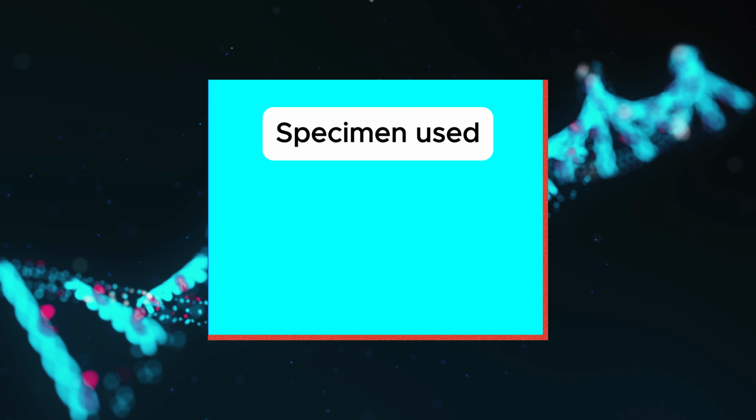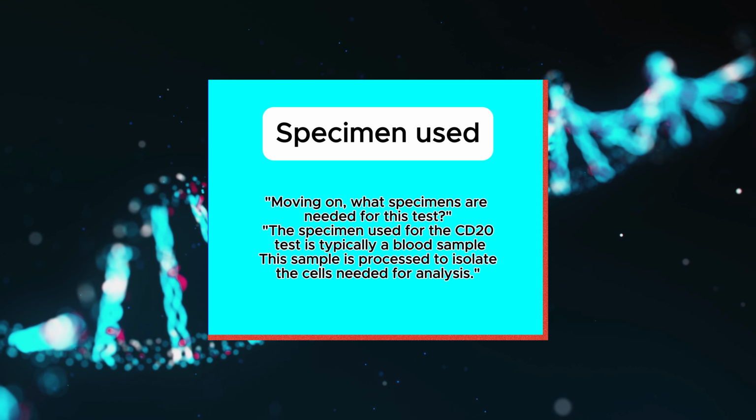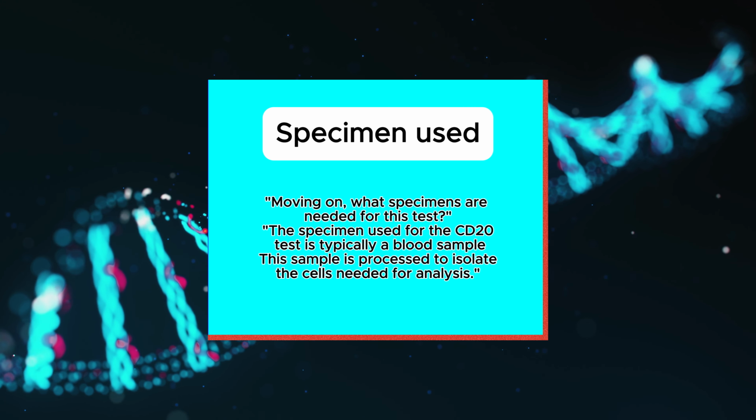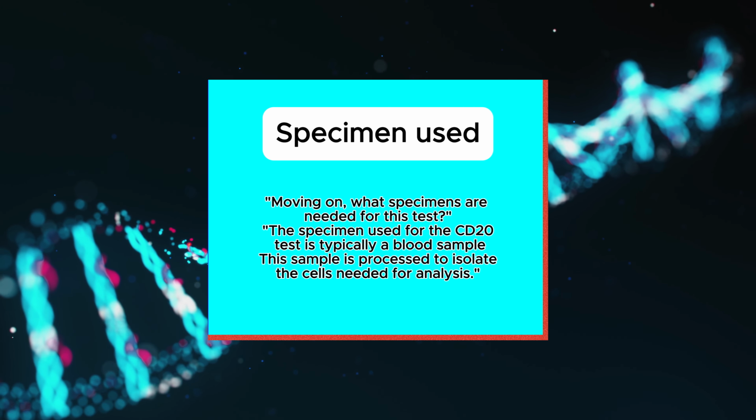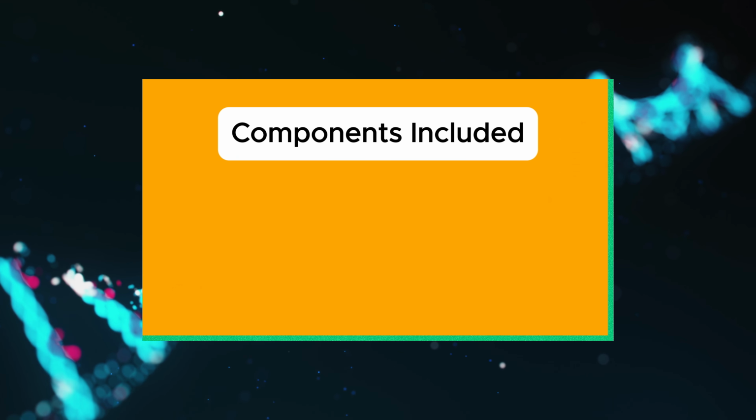Specimen used. Moving on, what specimens are needed for this test? The specimen used for the CD20 test is typically a blood sample. This sample is processed to isolate the cells needed for analysis.